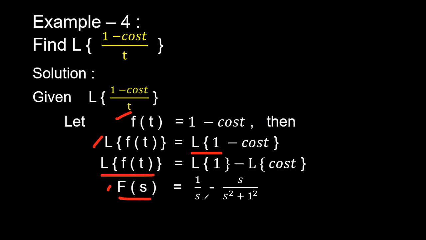Laplace transform of 1 is nothing but 1 by s. What is Laplace transform of cos t? s by s square plus 1 square. Why? Because in place of a you will have the value 1. So that's why s by s square plus 1 square. So this is your f of s.